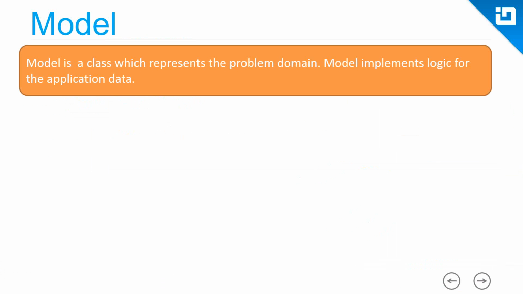Great. So far we have learned about the controller, and we have learned about the view. Now let us go ahead and see how the model works. But before that, some theoretical concepts of the model. A model is a class which represents the problem domain. Model implements logic for the application data. So all your business logic would be part of your model. It represents the problem domain.